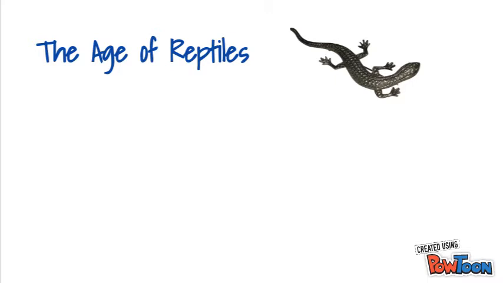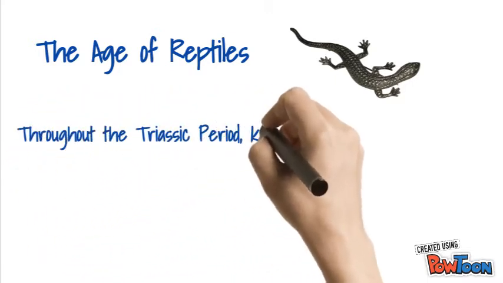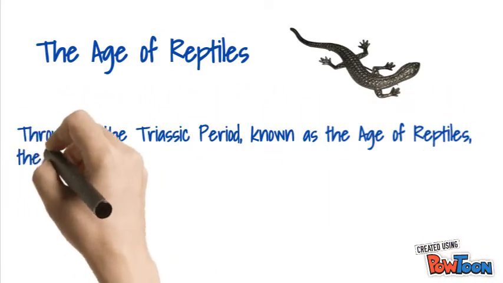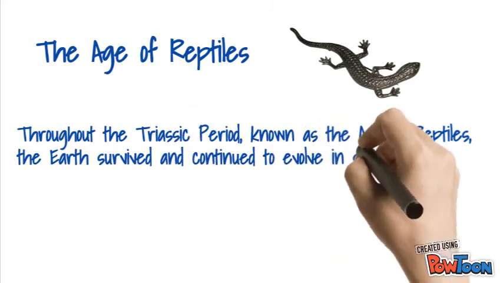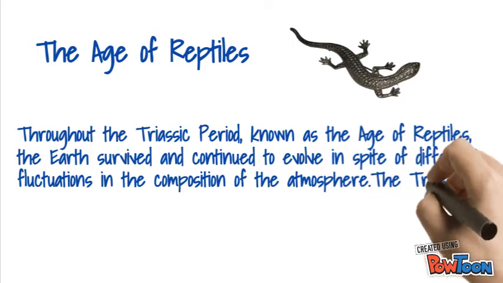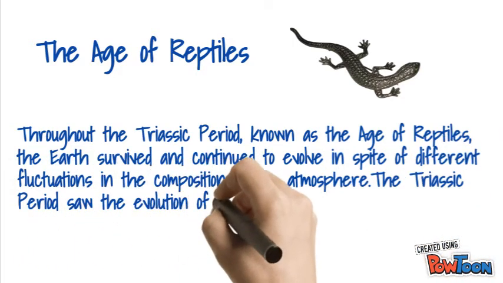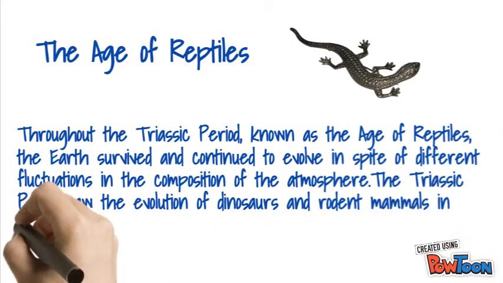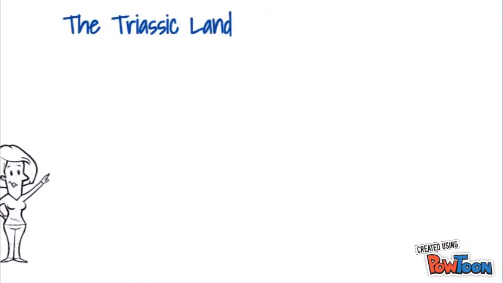The Age of Reptiles. Throughout all this, Earth survived and continued to evolve in spite of different fluctuations in the composition of the atmosphere, which is believed to have been caused by the massive extinction of the Permian period. Climate change changed the course of the planet and produced the evolution of rodent mammals and the first dinosaurs.